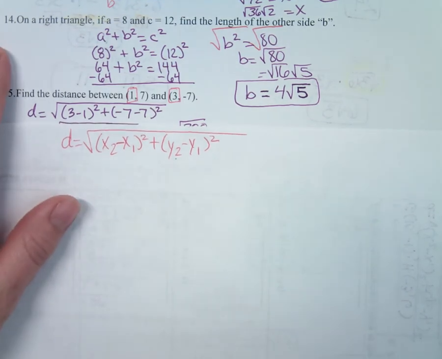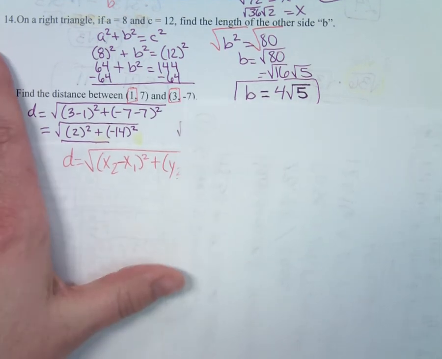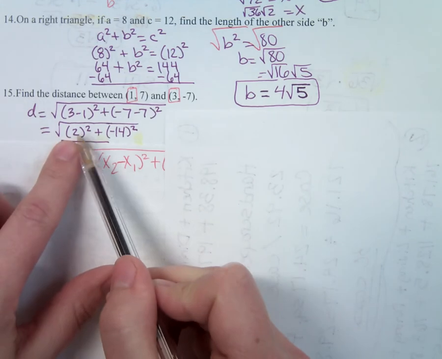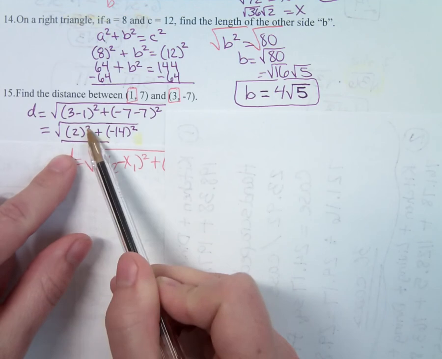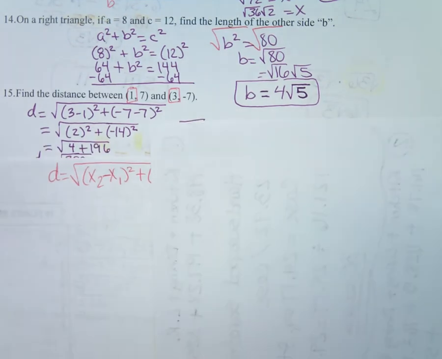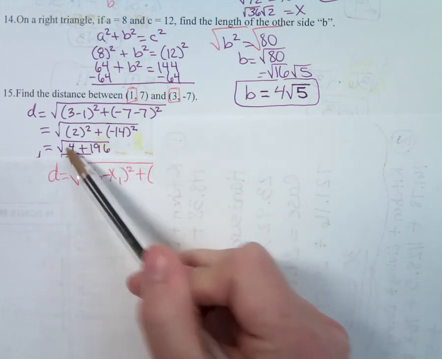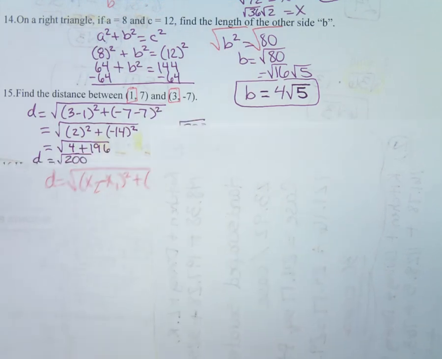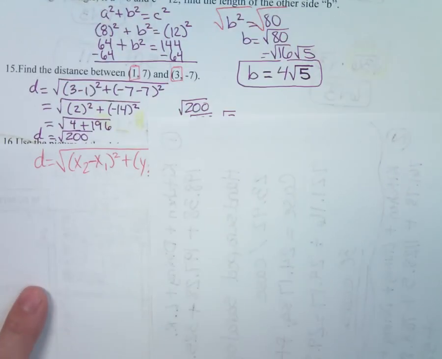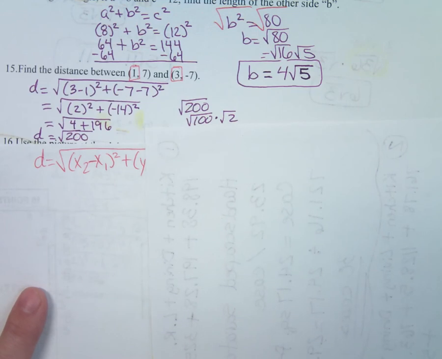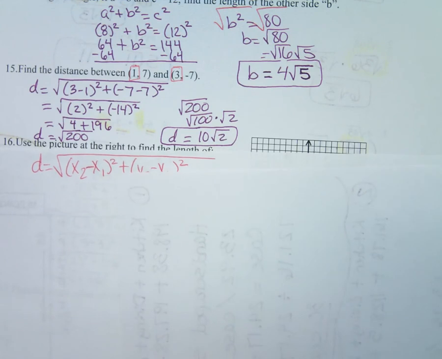Then I just work out what's in the parentheses. So 3 minus 1 makes 2. Negative 7 minus 7 makes negative 14. 2 squared makes a 4. Negative 14 squared makes a 196. Next thing I have to do is add those numbers, which makes 200. And then I just try to break down my square root of 200. And 100 is the perfect square that goes in, and it goes in twice. And that makes 10 square root of 2.